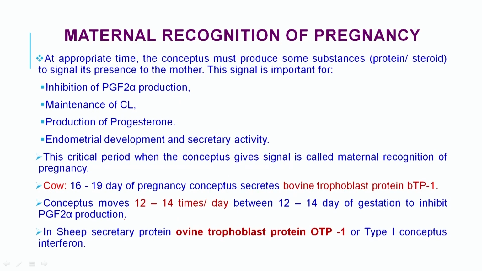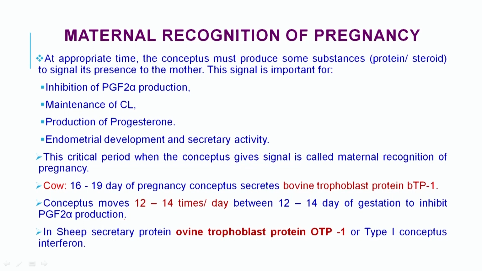Now, coming to the maternal recognition of pregnancy. Maternal recognition of pregnancy is very important in domestic animals, because this is the time when signals from the conceptus are sent for the continuation of the CL, so that PGF2 alpha from the uterus will not be secreted, and lysis of the corpus luteum will not take place. It will continue the production of progesterone, and endometrial development and secretory activity will be continued.